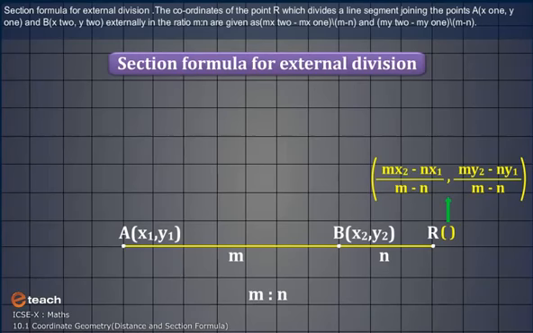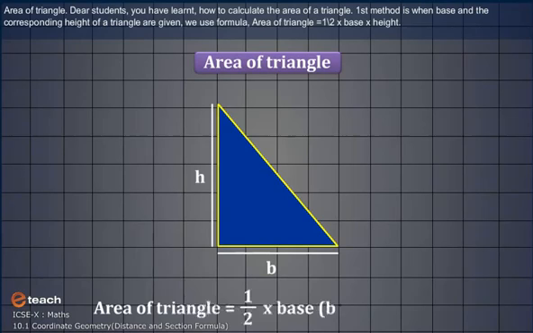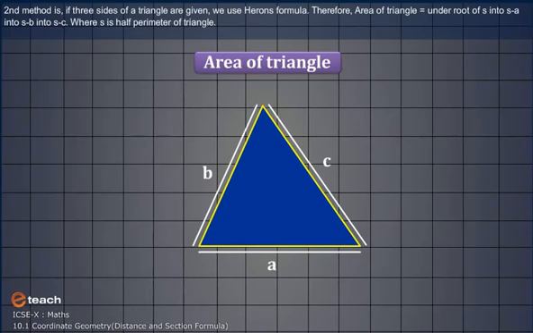Area of a triangle. Dear students, you have learned how to calculate the area of a triangle. First method is when the base and the corresponding height of a triangle are given. We use the formula area of the triangle is equal to half base into height. Second method is if three sides of a triangle are given. We use the Heron's formula. Therefore, area of a triangle is equal to under root of s into s minus a into s minus b into s minus c, where s is half the perimeter of the triangle.